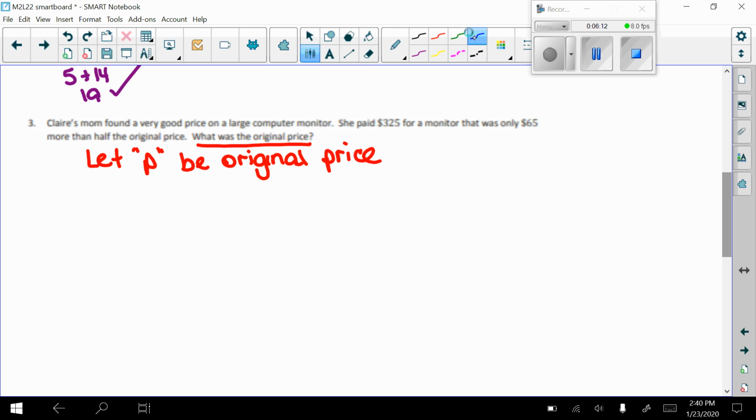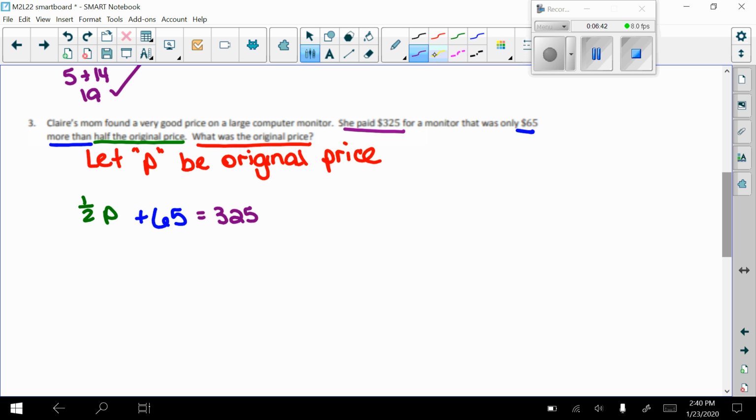Okay, and I know that she paid 65 more than something. Half the original price. Half of P. And altogether, she paid $325. Okay, so the color coding helps you see how I formed the equation.